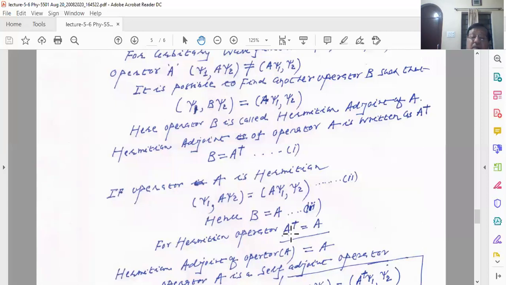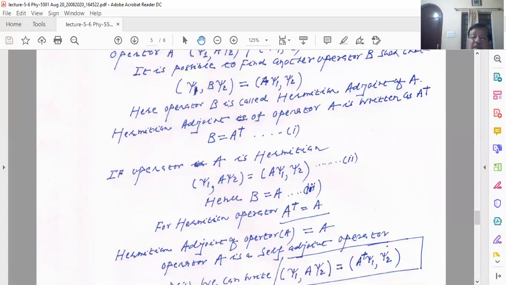That means a Hermitian operator is basically self-adjoint. You see, the Hermitian adjoint of operator A is equal to A here. So I wrote here that operator A, that is the Hermitian operator A, is a self-adjoint operator. Please remember, a Hermitian operator A is always a self-adjoint operator. That means if you take the adjoint of a Hermitian operator, that is A dagger, A dagger is always A, this condition. So please remember that the Hermitian operator is a self-adjoint operator.